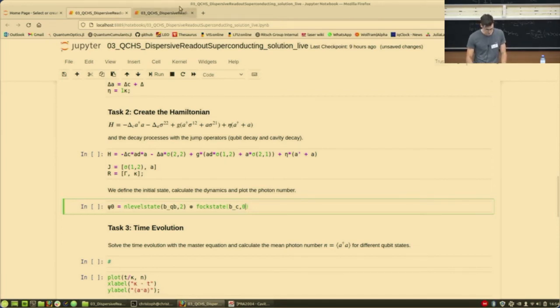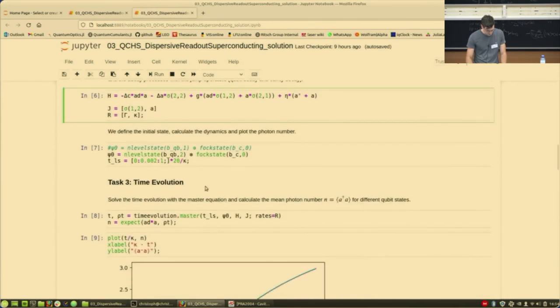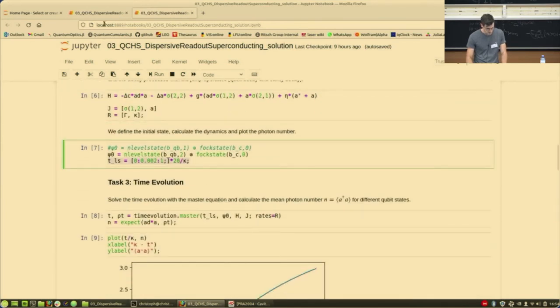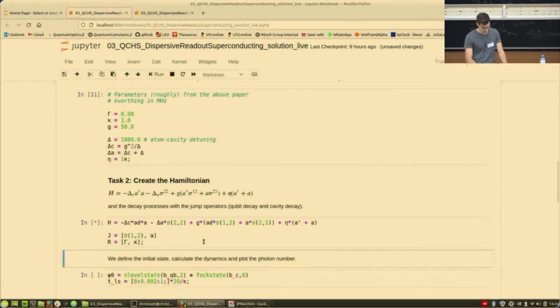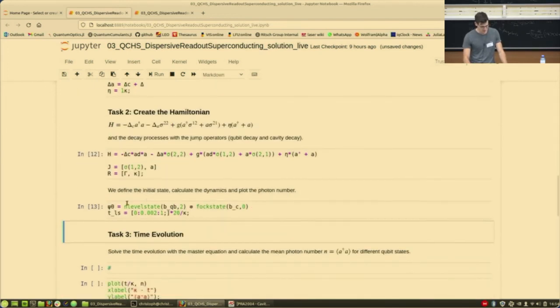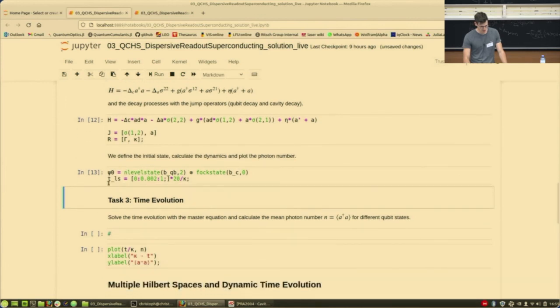Okay, and then I just copy the time list. It doesn't matter what it actually is, I just want the list of time steps I want to calculate. Did I execute this? No, I need to execute. So we have the initial state and we have the time list.